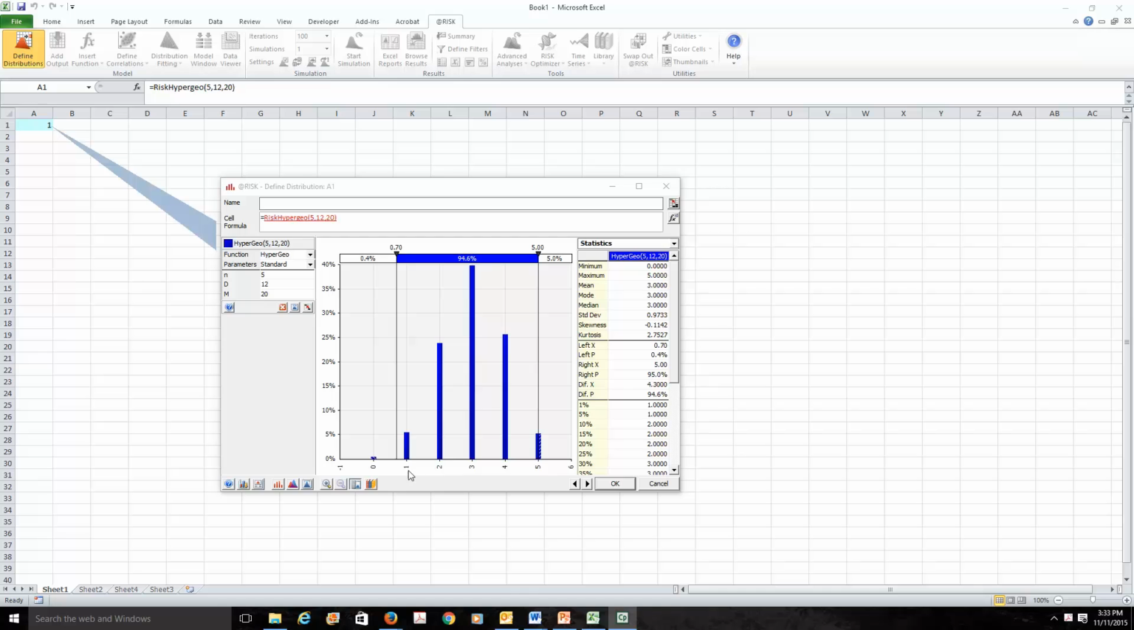Here's the probability of getting one woman. It's slightly more than 5%. The probability of 2. 3 is the most likely outcome, the most likely number of women in a sample of 5. Here's 4 and here's 5.